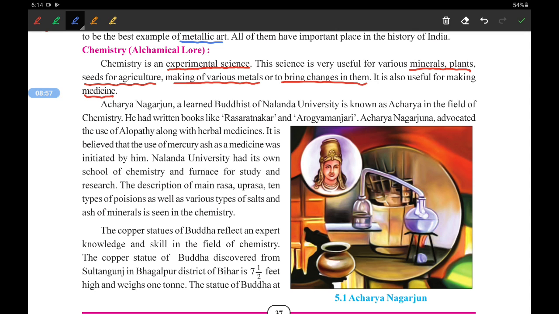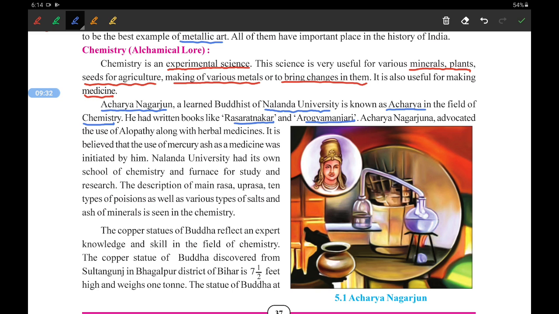Acharya Nagarjuna, a learned Buddhist of Nalanda University. Nalanda University was a very great university of ancient time India, right? And he was a learned person from it. He is known as the Acharya. Acharya was the post given who was the head who had completed a certain study into the Sanskrit and so on. So he was known as the Acharya in the field of chemistry. He had written books, right. Ras Ratanakar, okay, then Arogya Manjari.